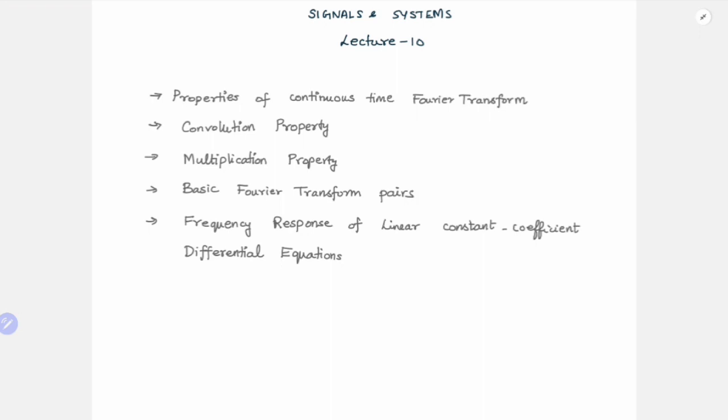So in this video, we will be discussing the properties of continuous time Fourier transform. And as important cases, we will see the convolution property and the multiplication property. And we'll see the basic Fourier transform pairs. And finally, we'll see the frequency response of LTI systems represented by linear constant coefficient differential equations. So let's get started.